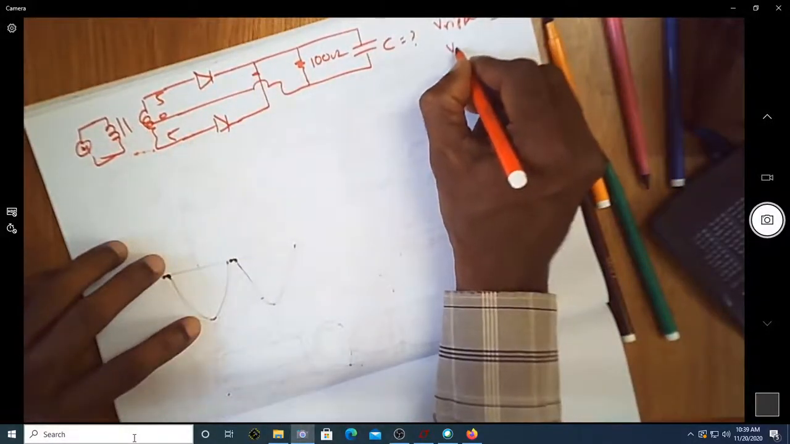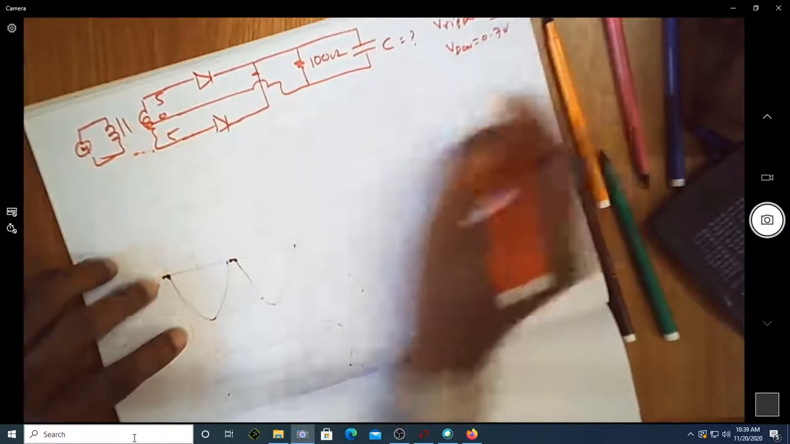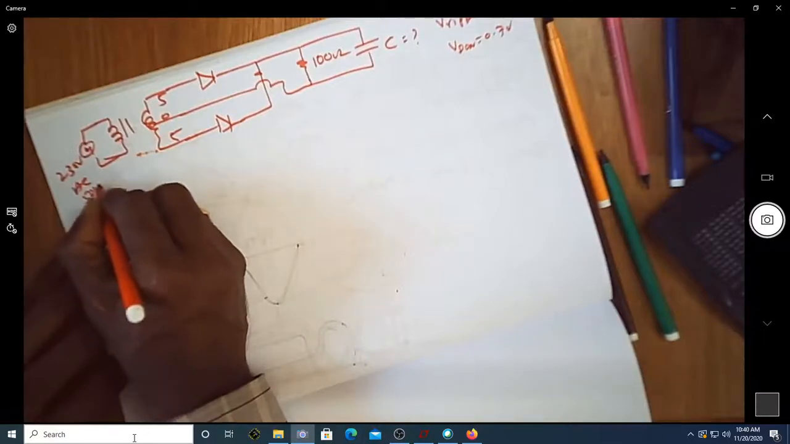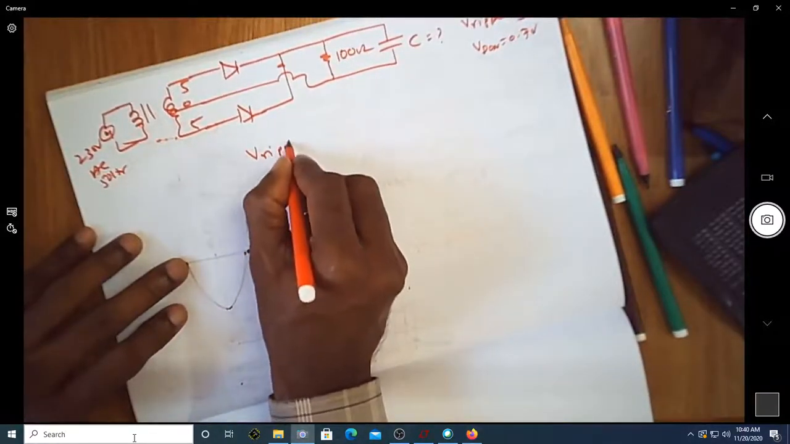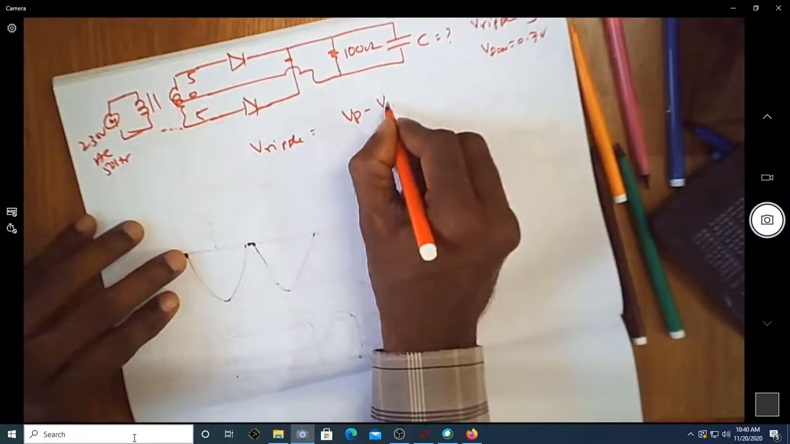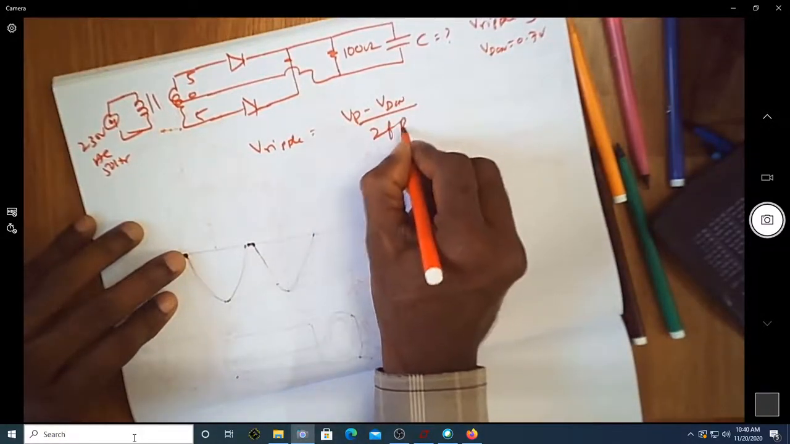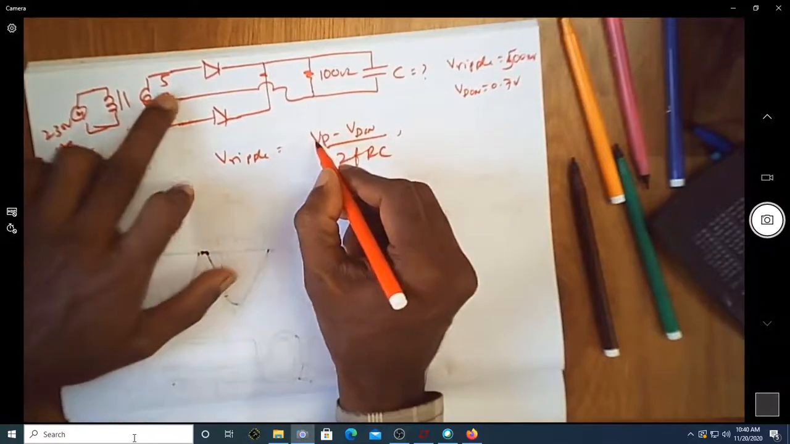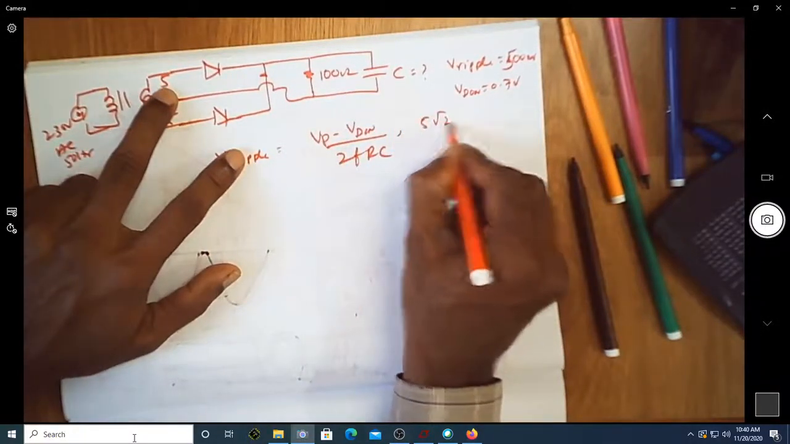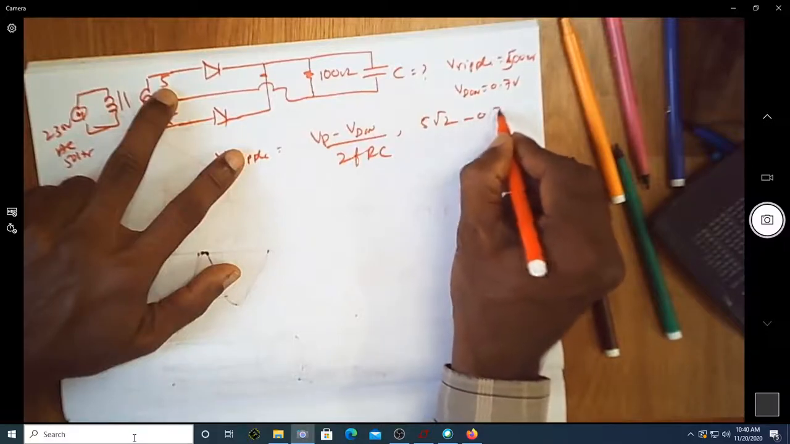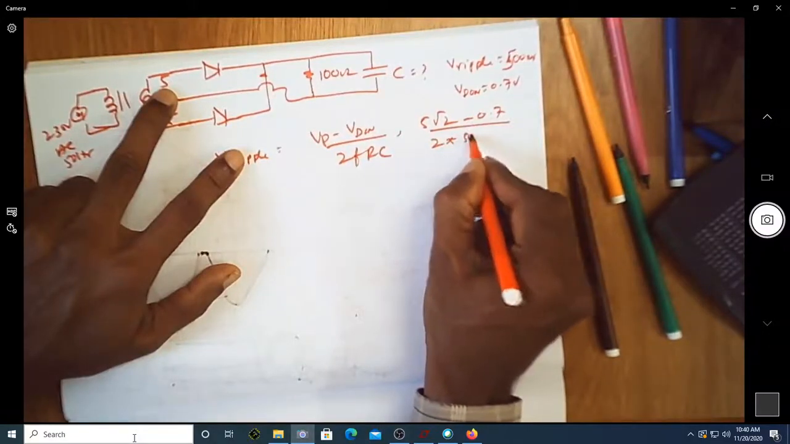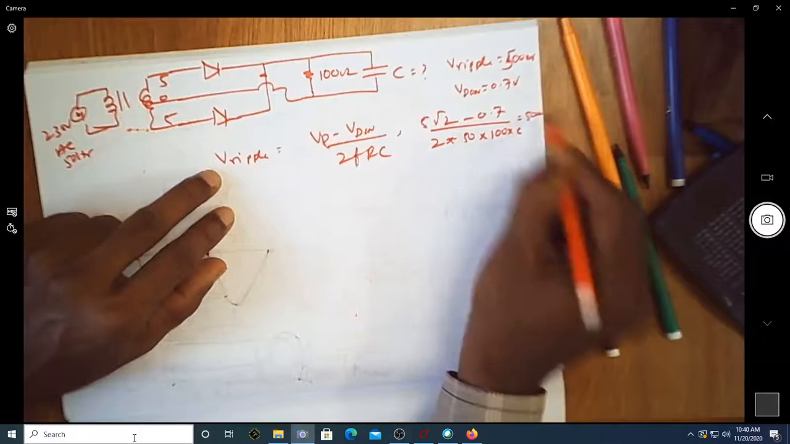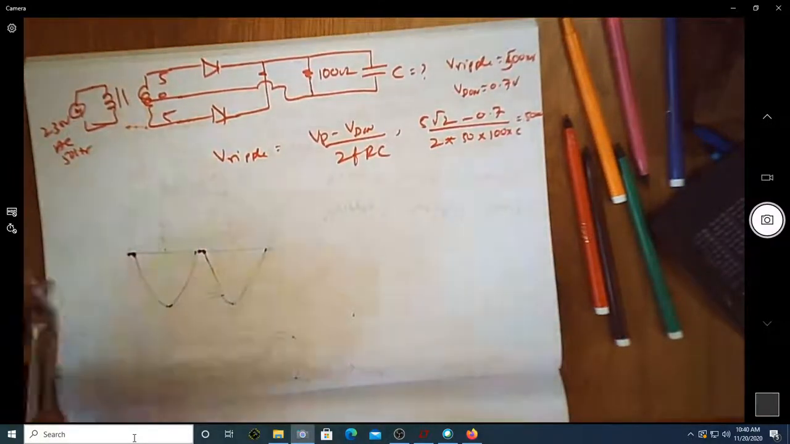So let us assume that Vd on is equal to 0.7 volt. Since this is 230 volt AC, 50 Hertz, V ripple is given by Vp minus Vd on by 2FRC, because this is a full wave rectifier. What is Vp? The peak voltage is 5 into root 2 minus 0.7 by 2 into the frequency 50 into 100 into the value of C. I'm looking at 500 milli. So I can certainly find the value of C now.